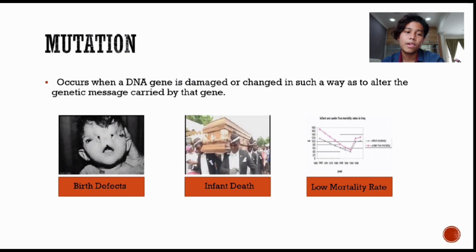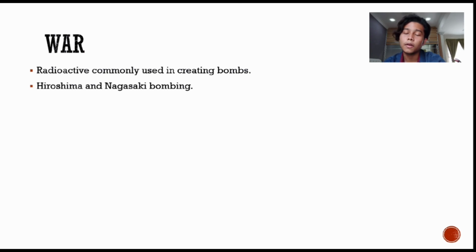And lastly, we have the effects of uranium in war. What is the role of uranium in war? Uranium is commonly used in creating bombs. For example, they use uranium in nuclear bombs, and we all know the Nagasaki and Hiroshima event, right? That is an example of a nuclear bomb that can be made with uranium.